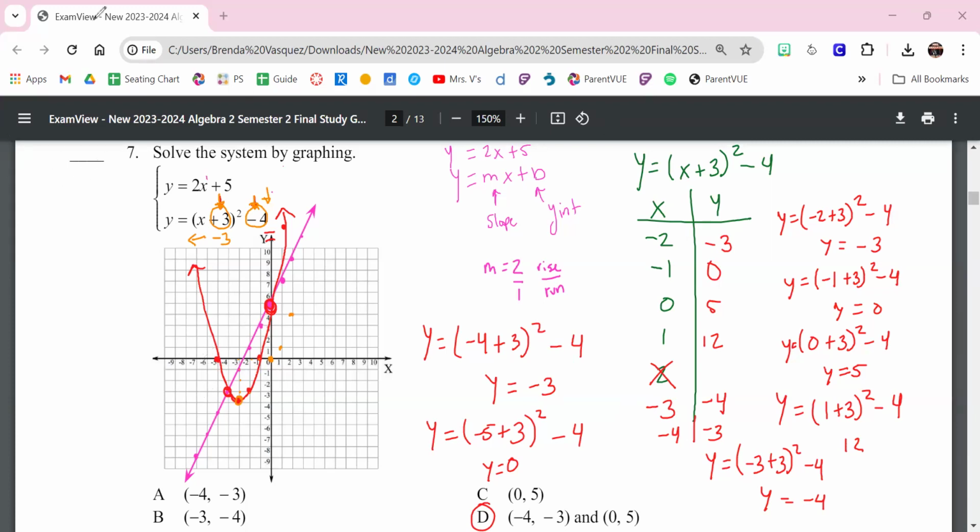Let me save an image before I forget, so that everybody has this.